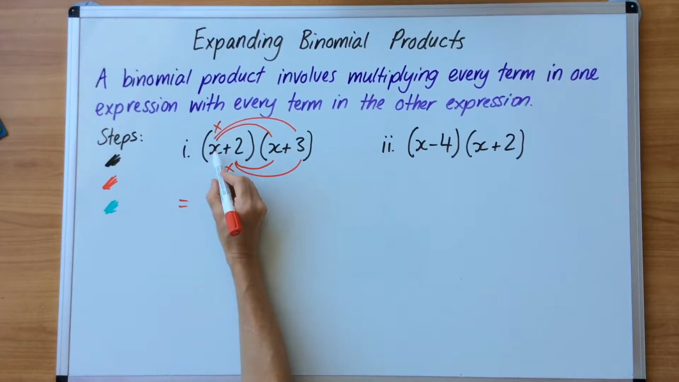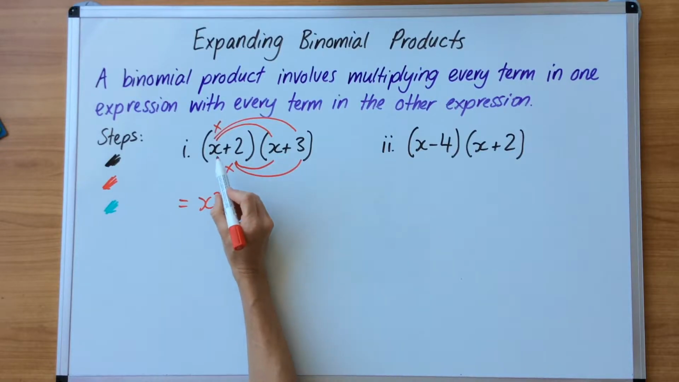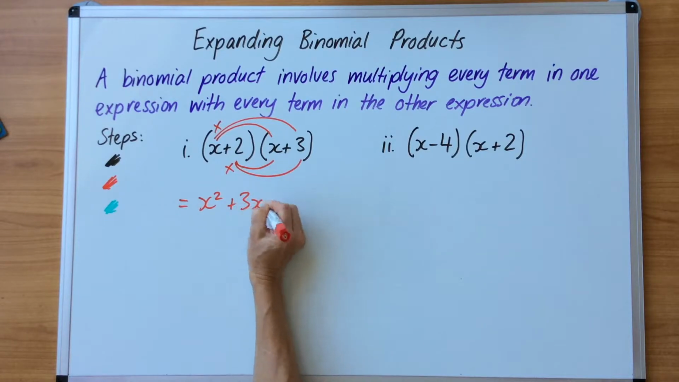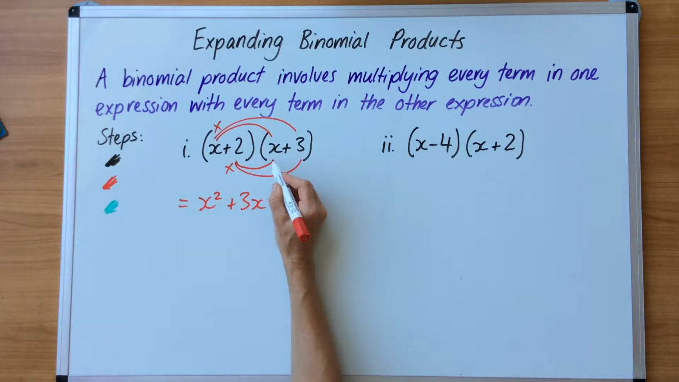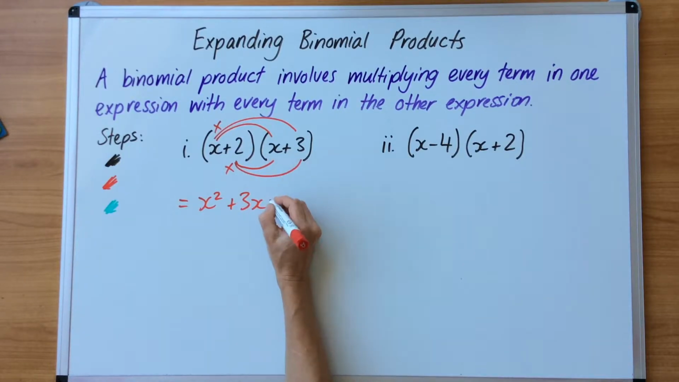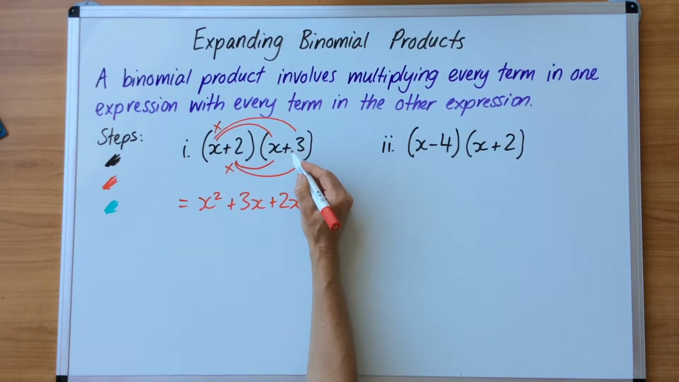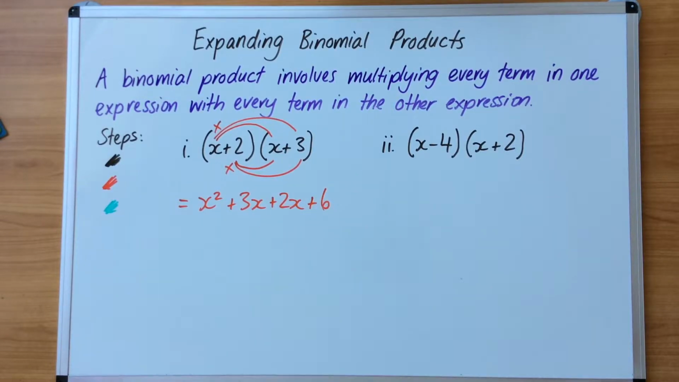So the first thing is x times x is x squared. Now remember, I have to think about my positive and negatives because these terms own this symbol in front. So x multiplied by positive 3 is positive 3x. I now do the same underneath. 2 multiplied by x is a positive 2x. And 2 multiplied by 3, and they're positive, is going to be a positive 6. So now I have done my multiplication between the terms.